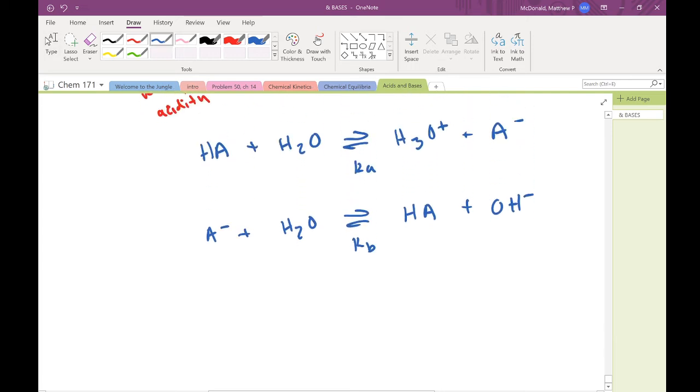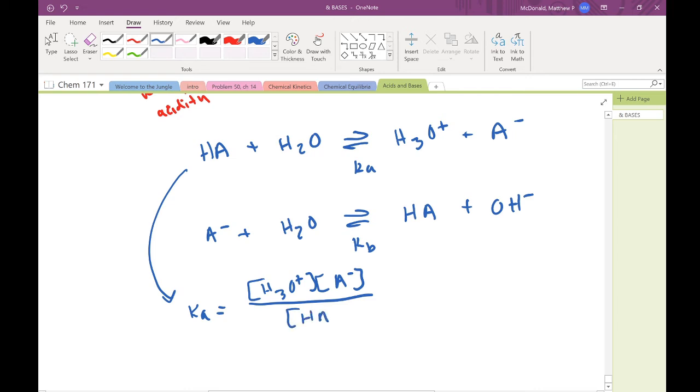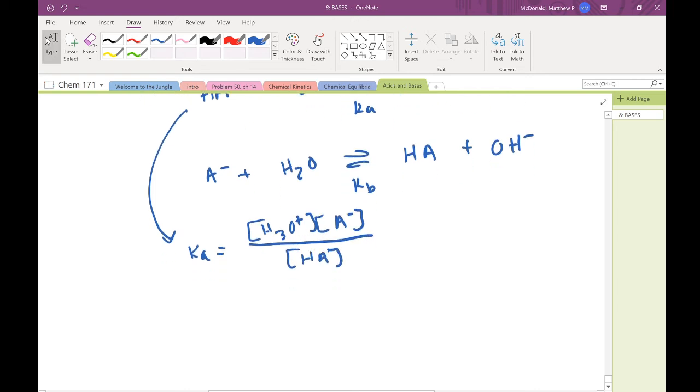Now, we can write out what Ka and Kb actually are. Ka is equal to H3O plus times A minus. So this is just the products of this first reaction up here, divided by the reactants. In this case, we only have HA because water doesn't matter. And now we have Kb is equal to the products, which is just HA and OH minus, divided by A minus. Again, water doesn't matter.